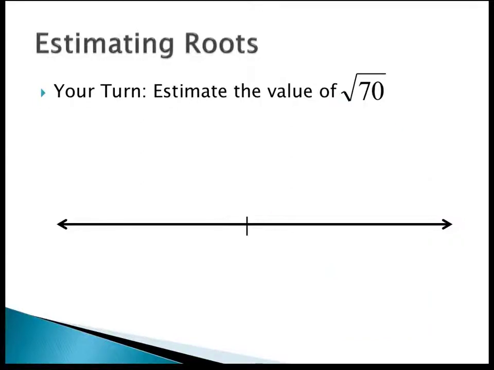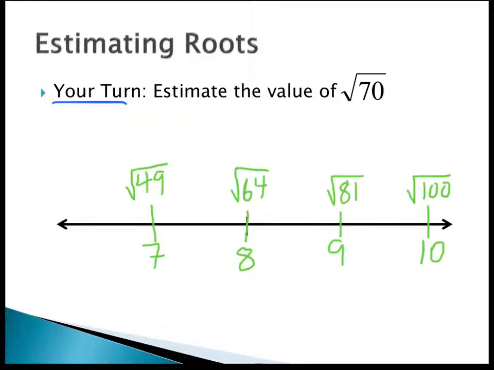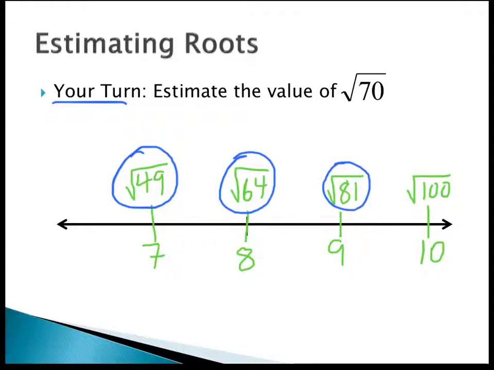Okay, your turn. Go ahead and estimate the value of the square root of 70. Pause the video now. Okay, welcome back. Here I've taken the time to zoom in on the number line between the numbers 7 and 10. And we notice that 7 is exactly the square root of 49, 8 is exactly the square root of 64, the square root of 81 is 9, and the square root of 100 is 10.